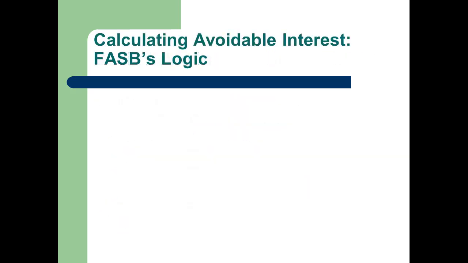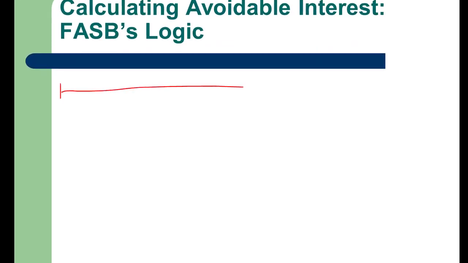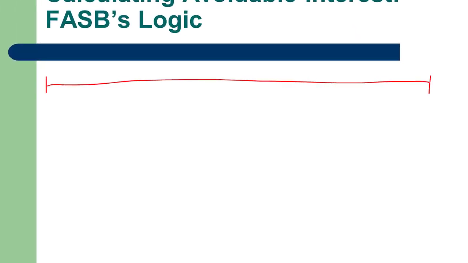Here's FASB's logic for avoidable interest. The best way to illustrate this is with a timeline. Let's say that we're building this building. I've hired your company to build this building for us. So on January 1st, I go to my bank and I take out a loan for the $500,000 that I'm going to have to pay you for this construction. So it's a 10% interest rate, $500,000 loan. You're happy to do it now that we've got money.